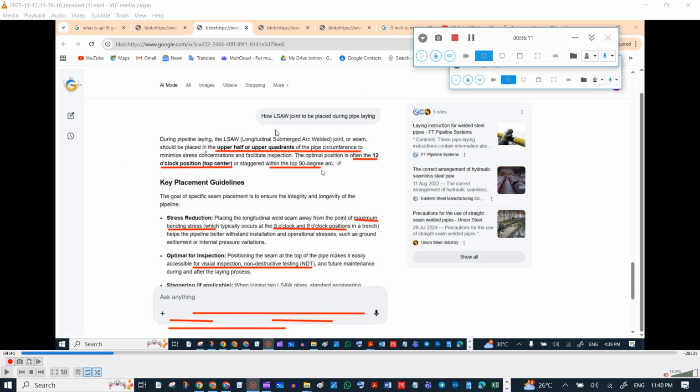Now why are we using LSAW pipe? The LSAW joint or seam should be placed in the upper half or upper quadrants of the pipe circumference, so that the optimal position is often the 12 o'clock position, that is top center, or staggered within the top 90-degree arc.